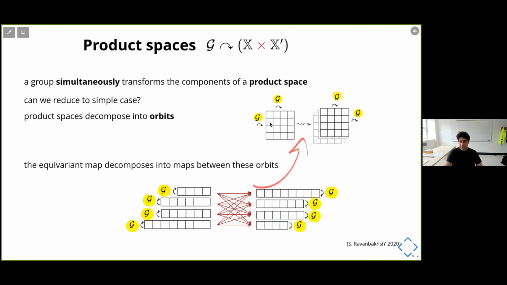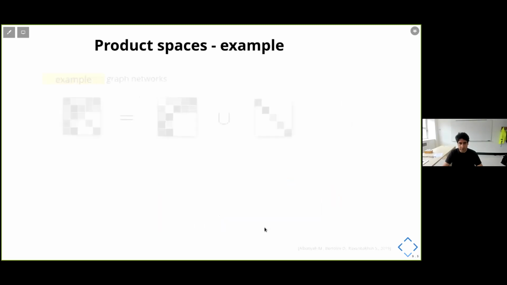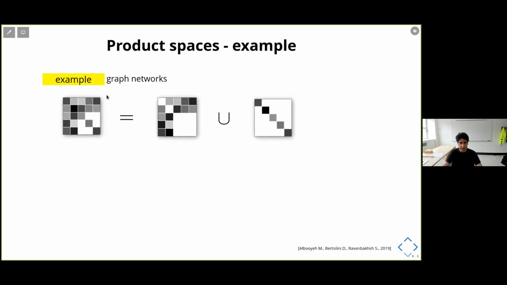And now once we have this decomposition of the set into the product structure, we can then look at the equivariant maps between these individual orbits. These are the building blocks, basically. So the equivariant linear map is going to decompose into these blocks. We'll have these block structures mapping these orbits. Let's see an example. So let's go back to the graph again.